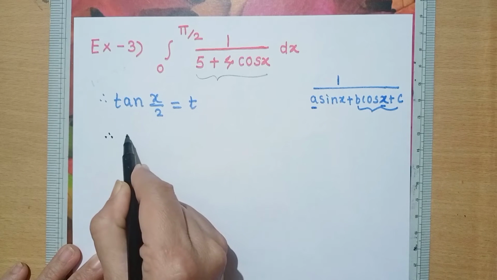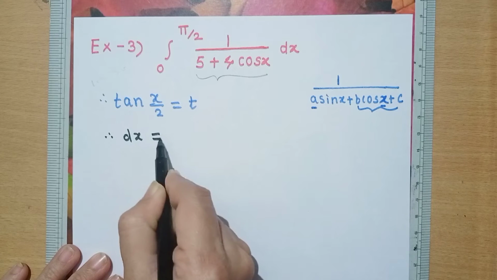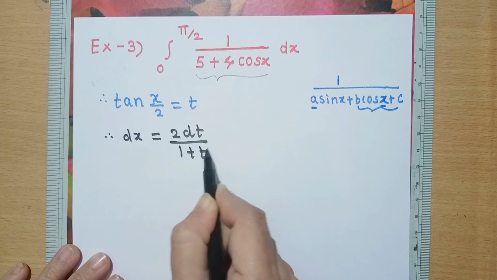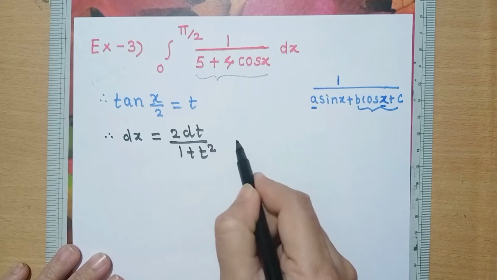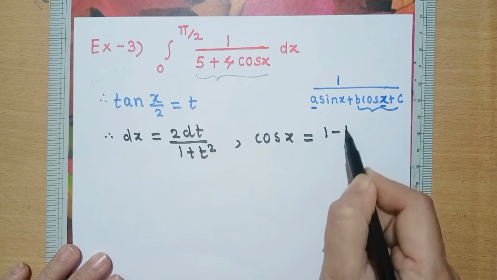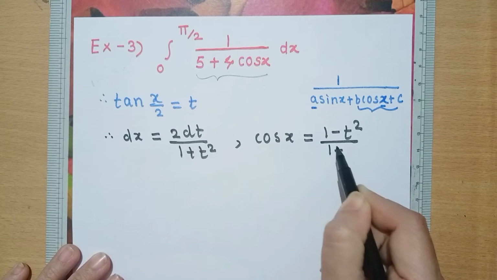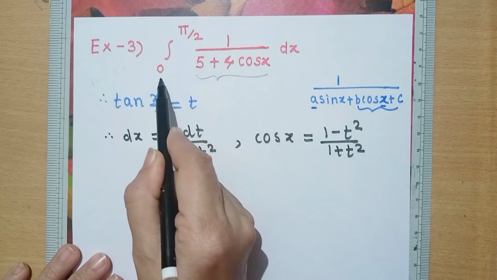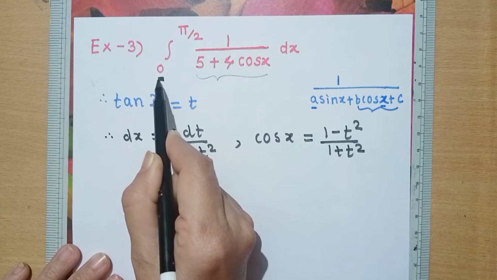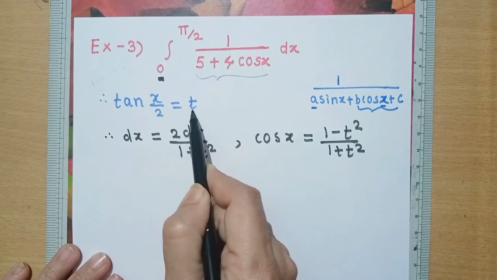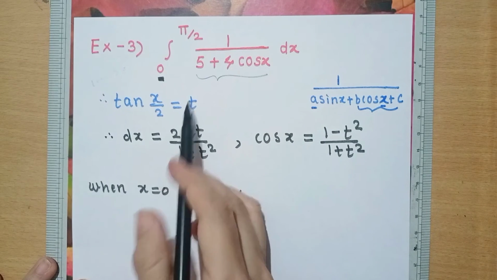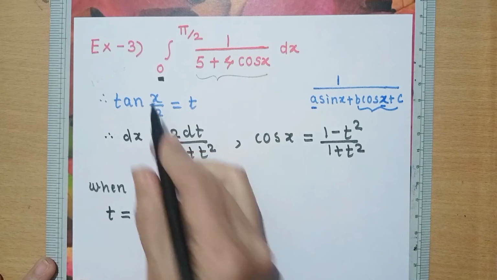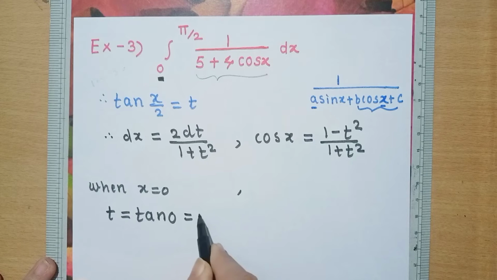Do you remember, if the angle is 2x, then we are substituting tan of x equal to t. Therefore, the value of dx, that also we know, dx equal to 2 dt upon 1 plus t square, and here we want cos x equal to 1 minus t square upon 1 plus t square. So we will substitute these two things, but again we have to replace these limits also. When x is equal to 0, we will find t. Check here, t equal to tan of 0 because x is 0, and tan 0 is 0.